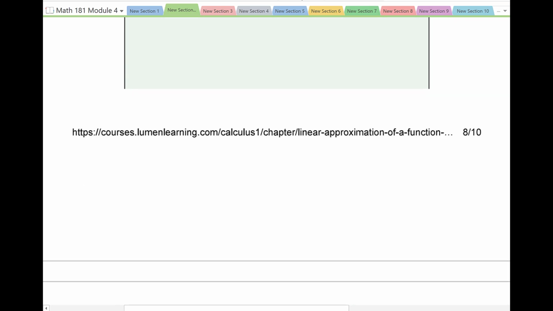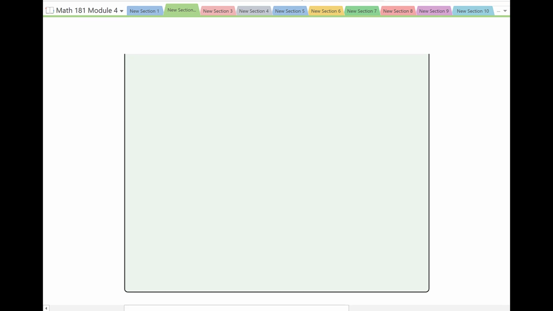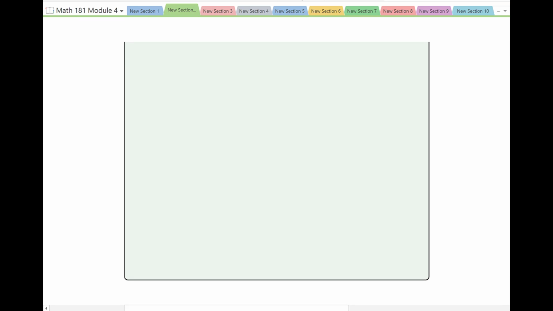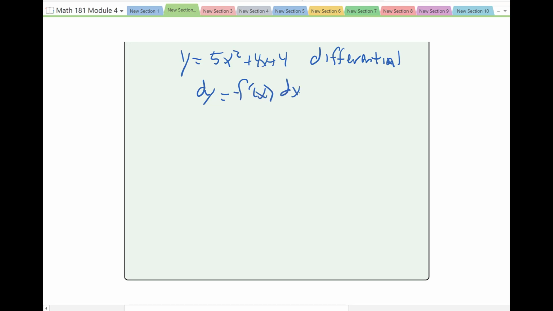Also did not print out. Let's use this space here. So we have y equals 5x squared plus 4x plus 4. And this one they're asking for a differential. So, the book didn't really go into the differentials too much here, but the differential would be, it's what we call dy equals f prime of x dx.